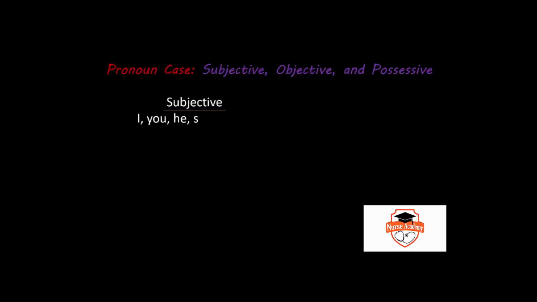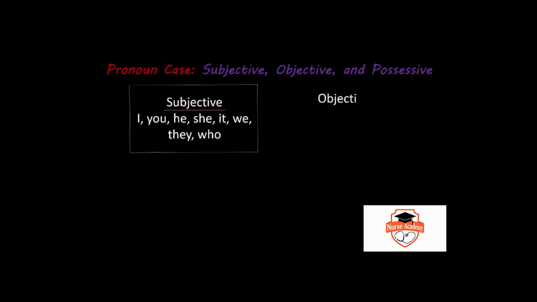Next, let's discuss the pronoun case. There are three different types. You have subjective, objective, and possessive. There are different types of subjective, objective, and possessive pronouns. First, you have the subjective pronouns, and these are I, you, he, she, it, we, they, who. These are your subjective pronouns.